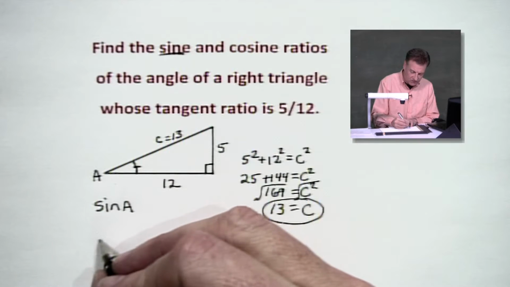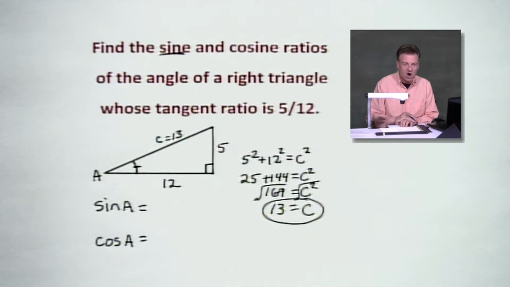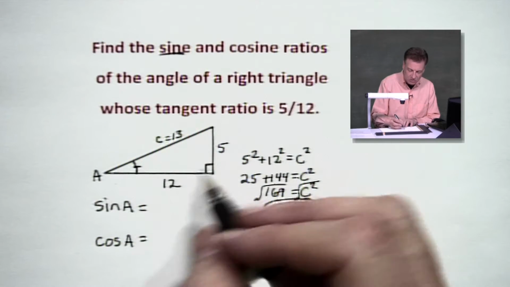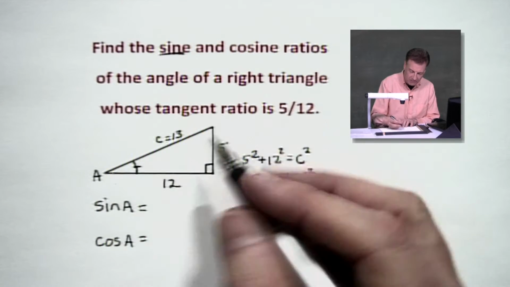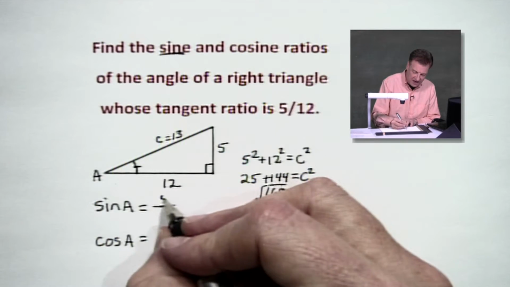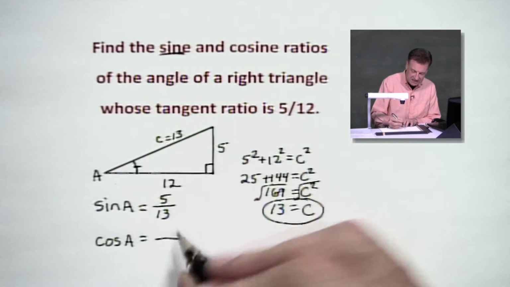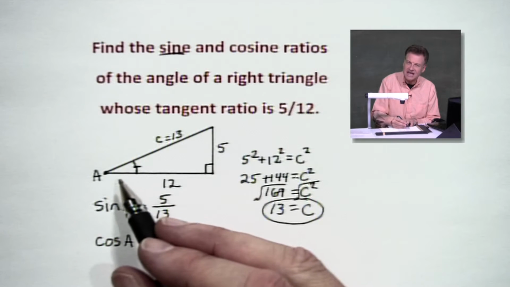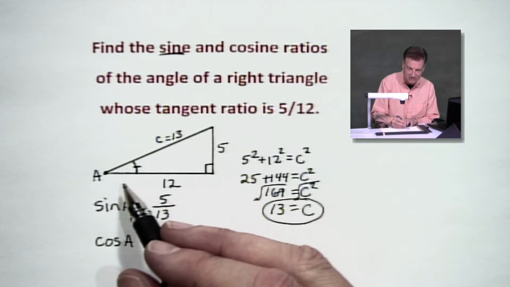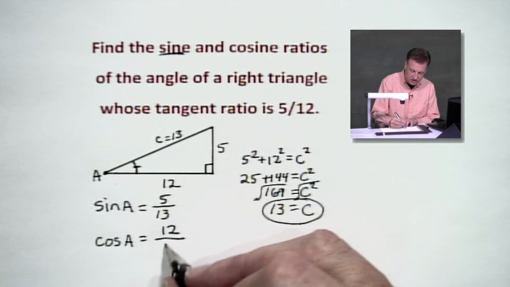And then we're also going to look for the cosine of that angle A. In words, the sine is equal to the opposite leg over the hypotenuse. So the opposite is 5, and that's going to be over 13. That's your sine ratio. The cosine ratio is the adjacent leg. Here's the A. This is the adjacent. It's the leg that ties into angle A, one of the sides of angle A, if you will. That is going to be 12, again over the hypotenuse, 13.